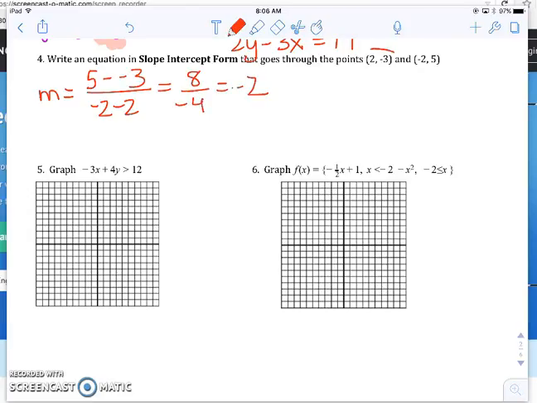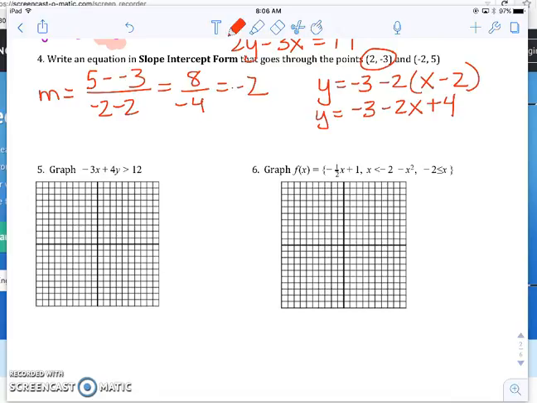And then we can use either point and plug it into point slope. So y equals negative 3 minus 2, x minus 2. We can do some distributing. So negative 3 minus 2x plus 4. And simplify. So we have 1 minus 2x.